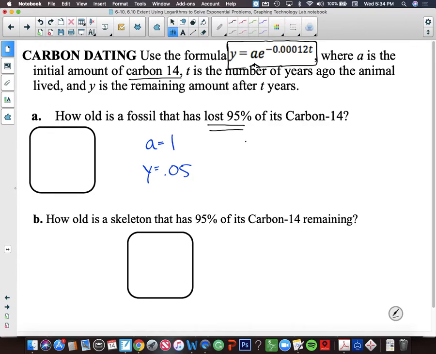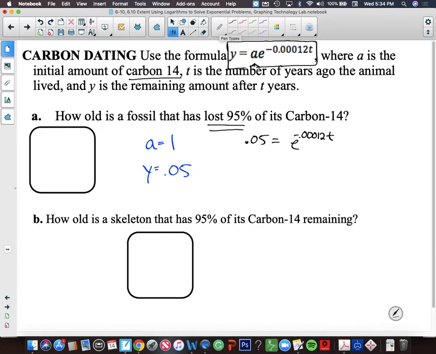So we have 0.05, that's our ending amount, because we lost 95%. Our starting amount is 1, or 100, e to the k, which is negative 0.00012 t. And remember, if you've got 1 times something, don't overcomplicate it. You don't really need the 1 there. 1 times something is itself, so let's get rid of that. Should be a pretty straightforward step from here.